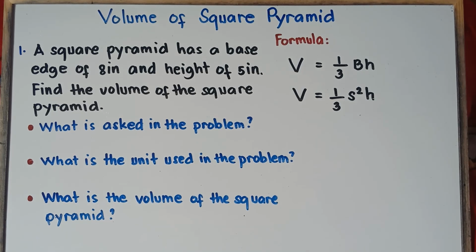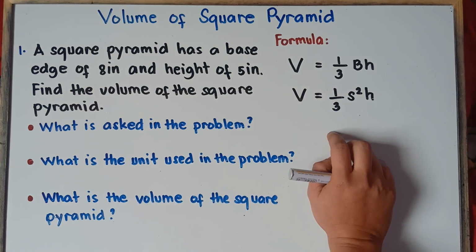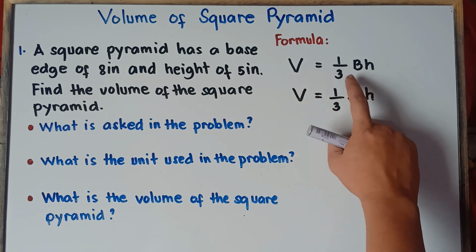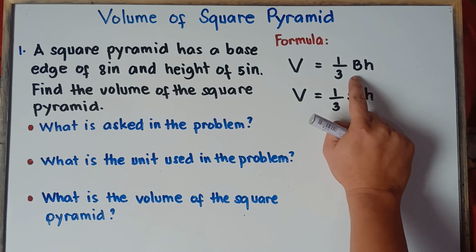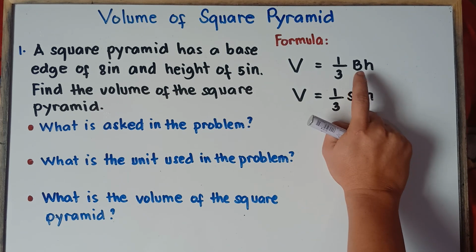Our topic for today's class is all about the volume of a square pyramid. So without further ado, let's do this topic. Now, to find the volume of a square pyramid, the formula is: volume is equal to 1/3 multiplied by the area of the base times height. Once again, class, this capital B stands for the area of the base.